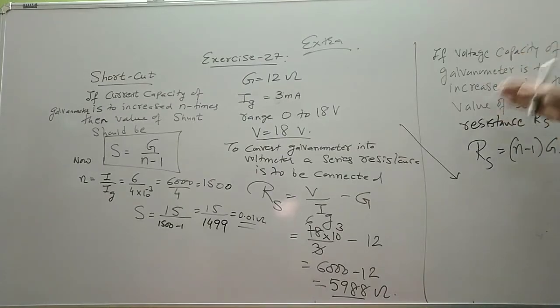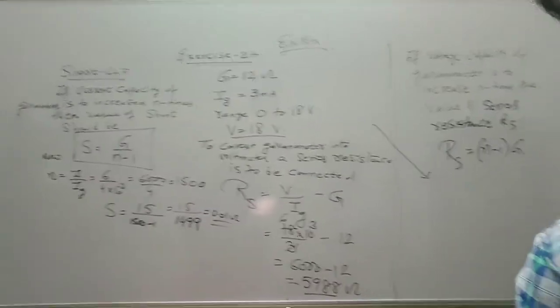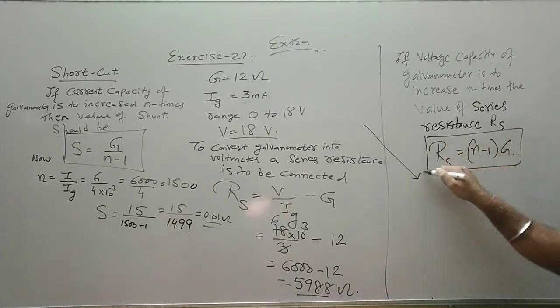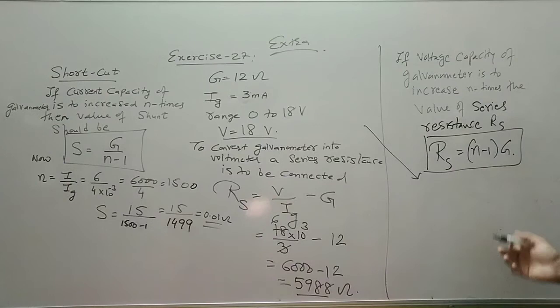Now suppose you want to increase the voltage capacity. So the series resistance RS becomes n minus 1 times G. Sometimes they give you that the voltage capacity should increase by 10 times, so you simply do 10 minus 1 times G.